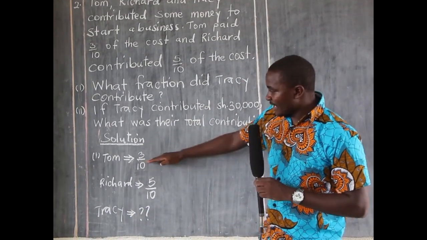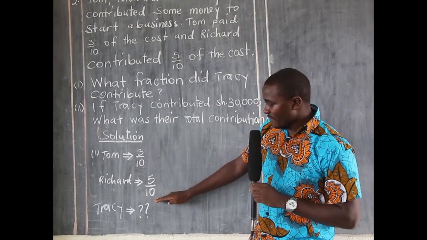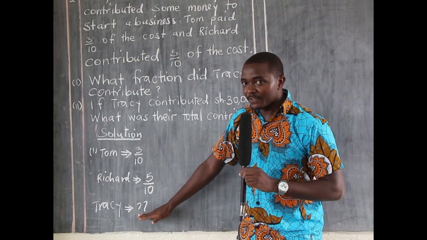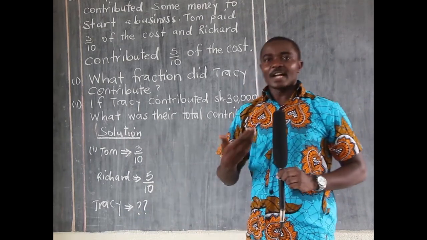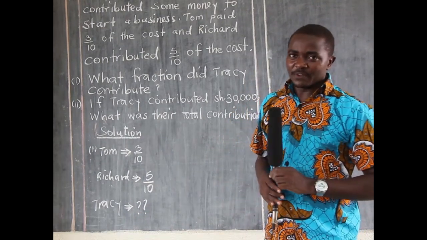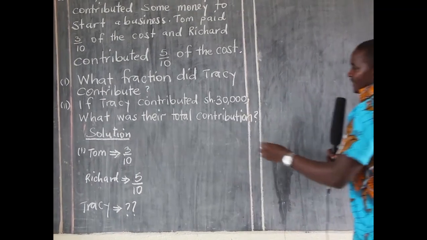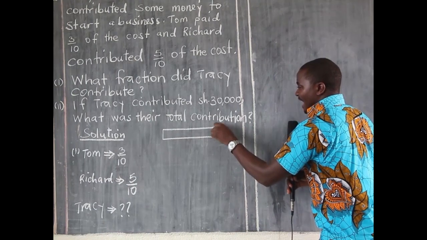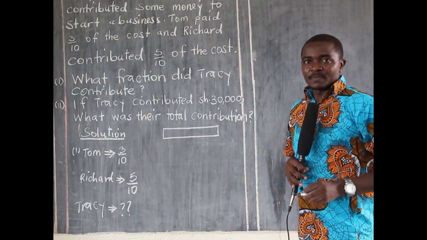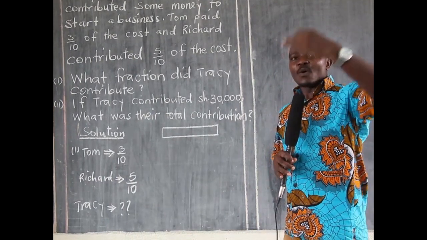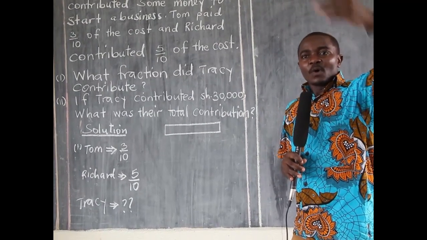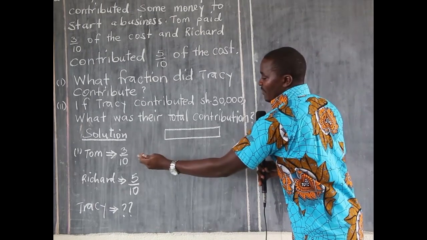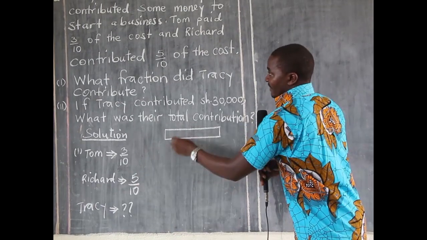So having the fraction for Tom and the fraction for Richard, and now looking for the fraction for Tracy, we can easily find it. How can we find it? Look at this. If I have a whole representing the whole business, the total contribution of the 3 people, Tom, Richard, and Tracy.